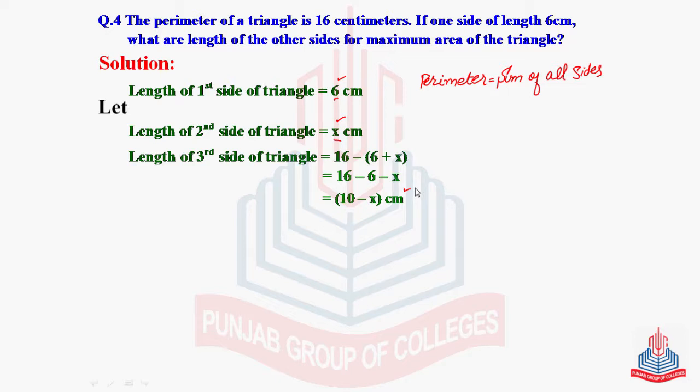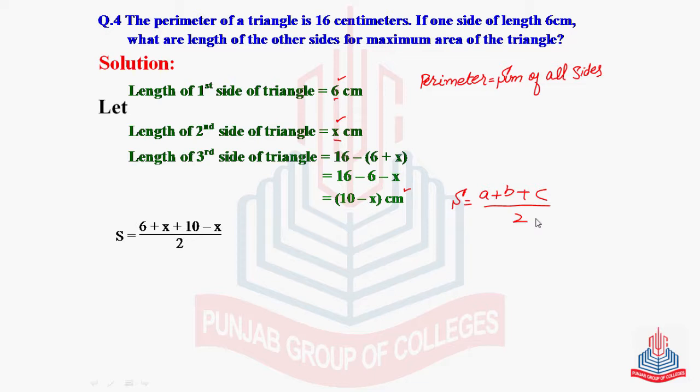In this case, as the perimeter is given and we have to make the area of the triangle maximum, our required function is the area. So first we write an expression for area, and for that we find S. In case of a triangle, the formula of S is: if the three sides are A, B and C, then S is A plus B plus C divided by 2.